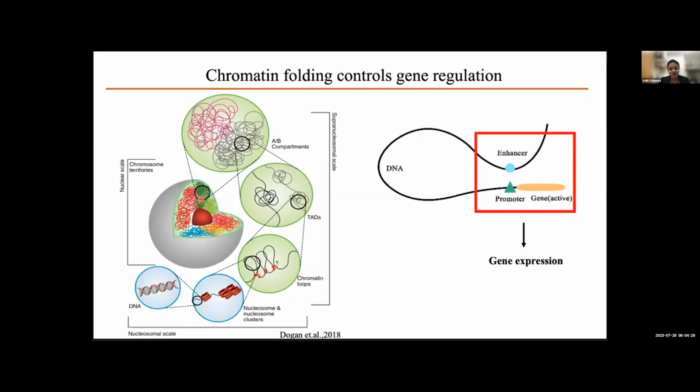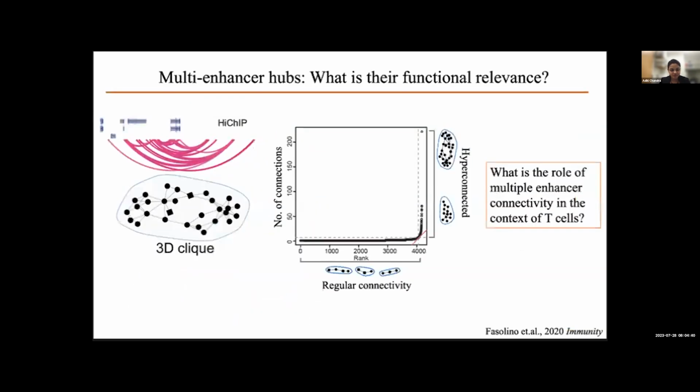All these chromatin structures and their functional roles have been pretty thoroughly characterized in recent literature. However, one particular structure that is not well studied and not well reported in recent literature are the hyperconnected chromatin regions. These are genomic regions that show exceptionally high levels of connectivity along with other genomic regions, forming hyperconnected hubs or multi-enhancer hubs or 3D cliques.